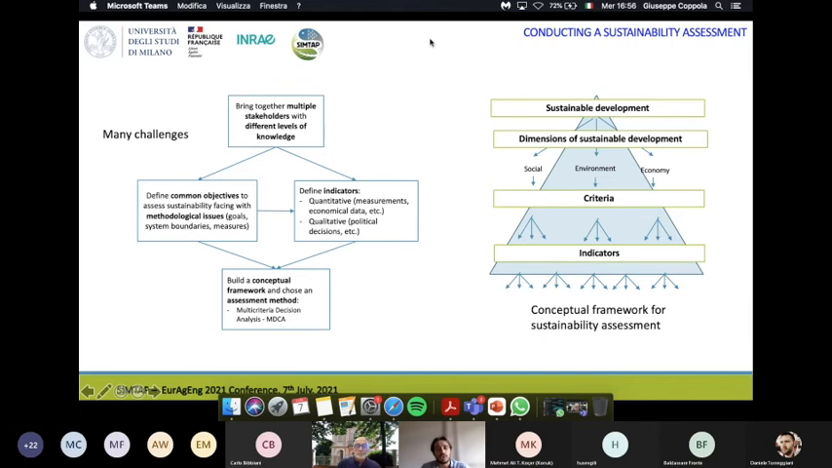concept that includes three dimensions which are often conflicting with each other, which are the social, the environmental, and the economic dimensions, the so-called three pillars of sustainability. Therefore, we needed a conceptual framework that allowed us to assess the sustainability of the SIMTAP systems while taking into account these three different and conflicting dimensions.